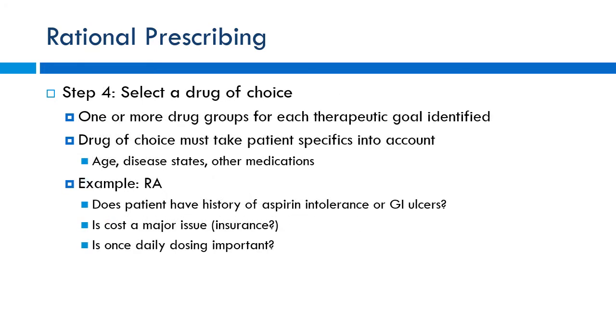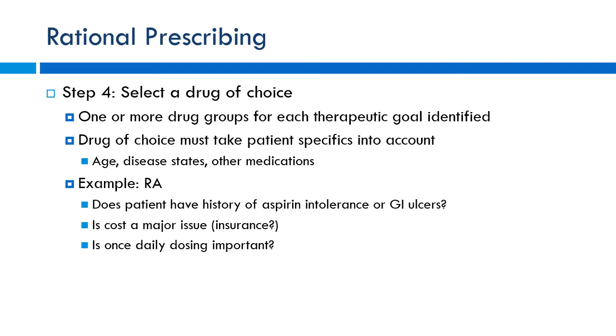Okay, so next we want to look at our drug of choice. More than one drug group for each of those goals may be identified, as the case may be. You need to look at different specifics when choosing a drug. Look at the age of the patient and other disease states they may have. For instance, nonsteroidal anti-inflammatory drugs typically raise blood pressure. If my patient already has hypertension, that may not be the best choice for them. Look at other meds they're on. Always use interaction checkers to make sure you're not prescribing something that's going to cause deleterious effects to your patient.